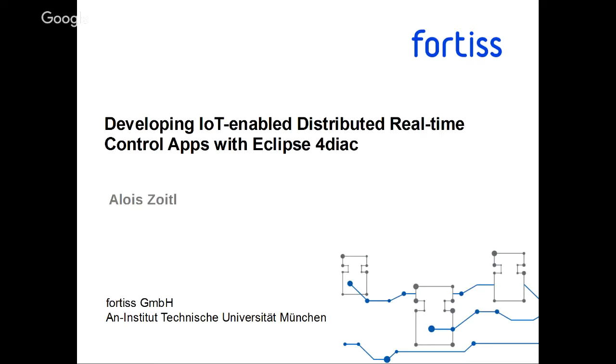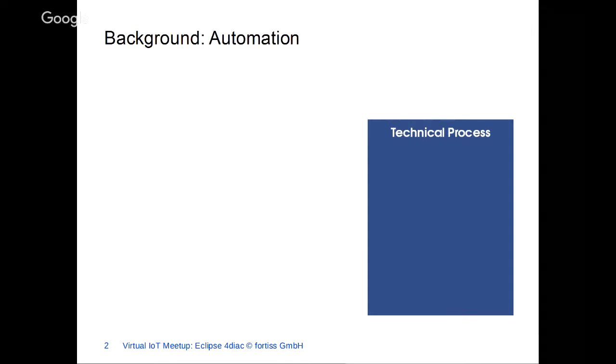Not losing too much time, I will talk today about Eclipse 4diac and distributed real-time control. And as I'm very often asked, what is this distributed real-time control, what is it all about, and what has it to do with IoT and Industry 4.0, I thought I'd start the talk today by giving a little bit of background about what is automation.